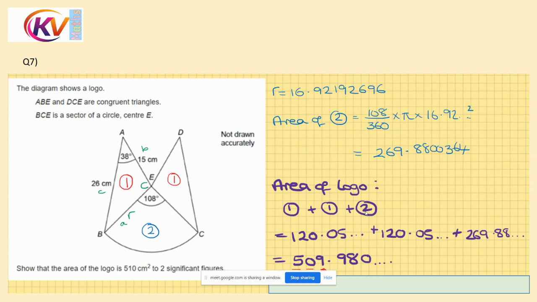I'm rounding it to two significant figures, so I've underlined the two significant figures, which are the 5 and the 0, and the 9 is the number that tells me whether I round it or leave it alone. Because it's a 9, it's 5 or more, so it rounds up, so that's going to round it to 510 centimeters squared to two significant figures.